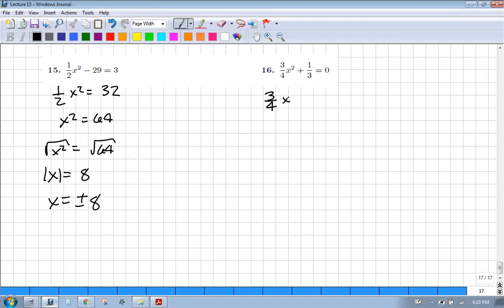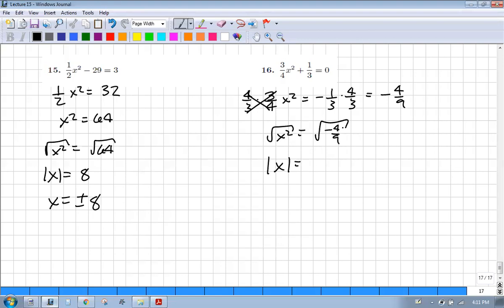See over here, subtract 1/3 from both sides. Now we multiply both sides by 4/3. So we have x squared equals a negative 4/9. Square root of both sides. Square root of 4 is 2, square root of 9 is 3, and that minus on the inside gives us an i. So x is positive or negative 2/3 i.